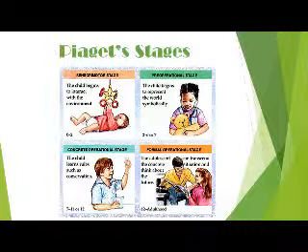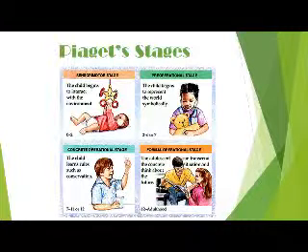Piaget's 4 stages of cognitive development. The first stage is the sensory motor stage. It lasts from birth to approximately the age of 2. The child begins to interact with the environment. The pre-operational stage ranges from the ages of 2 to 7. The child begins to represent the world symbolically.